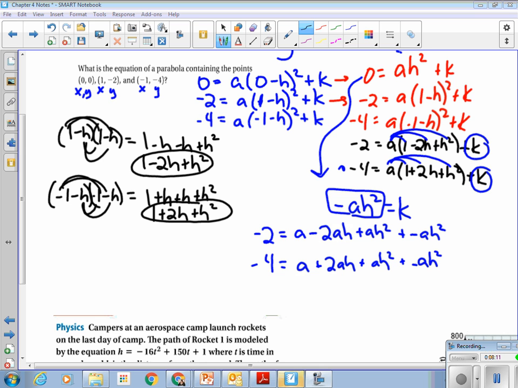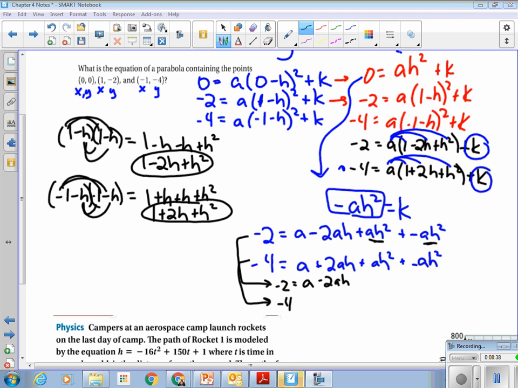So this one simplifies to negative 2 equals. I don't have any other a's for my a to combine with. Negative 2ah doesn't have another ah to combine with. And then ah squared plus negative ah squared is 0. Now I'm going to simplify the second one.